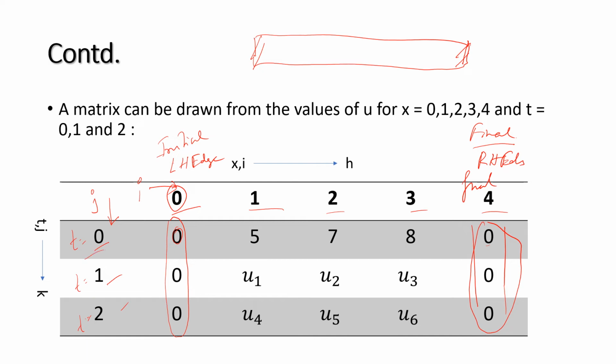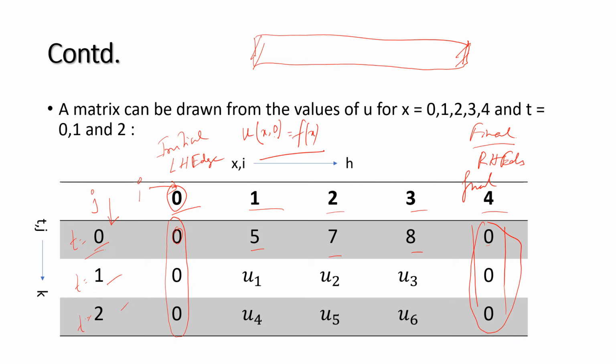Now we also know that at t is equal to 0, the boundary condition states that u at x, 0 is equal to x by 3 within bracket, that expression. This is a function of x. So if you put the value of x as 1, 2, 3, then this equation will give you the value of u as 5, 7, and 8.